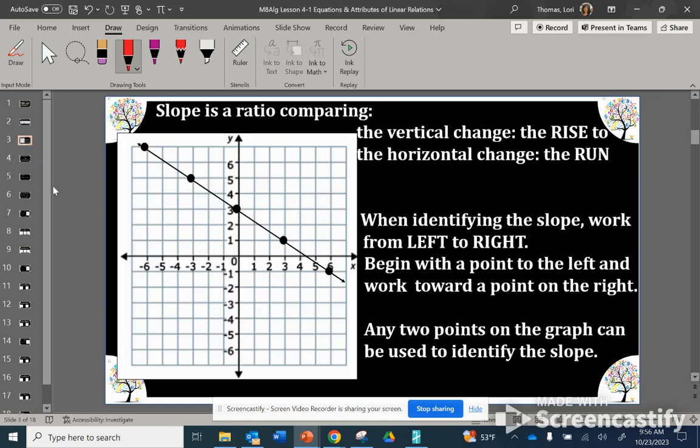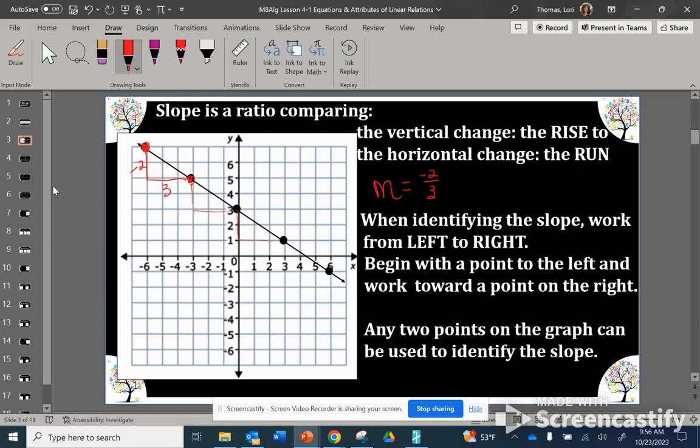Okay, so let's talk about slope as a ratio. The slope is the vertical change, the rise, compared to the horizontal change. We use m for slope, and we can pick any two points on our graph to find the constant rate of change. If I pick this point and this point, we're always going to start with the leftmost point. How are we getting from this point to this point? Well, we look at the vertical change first. We go down 2 and then to the right 3. Down 2, right 3. So our slope is down 2 and to the right 3.